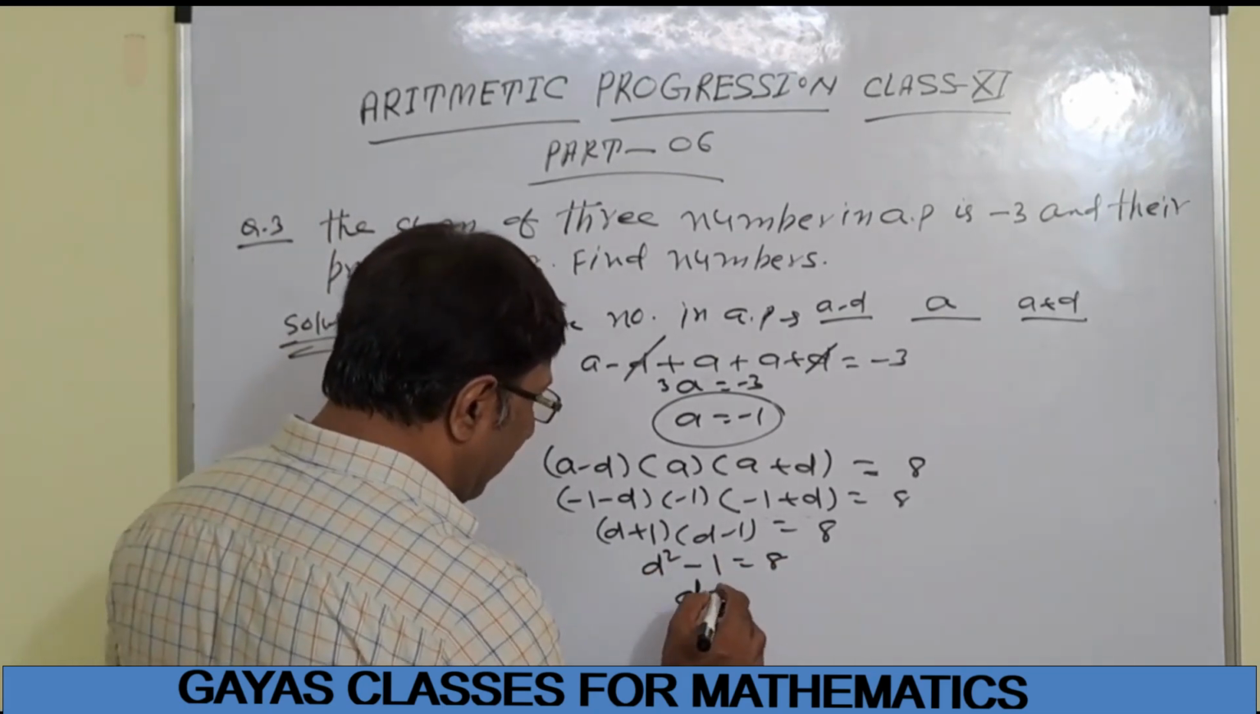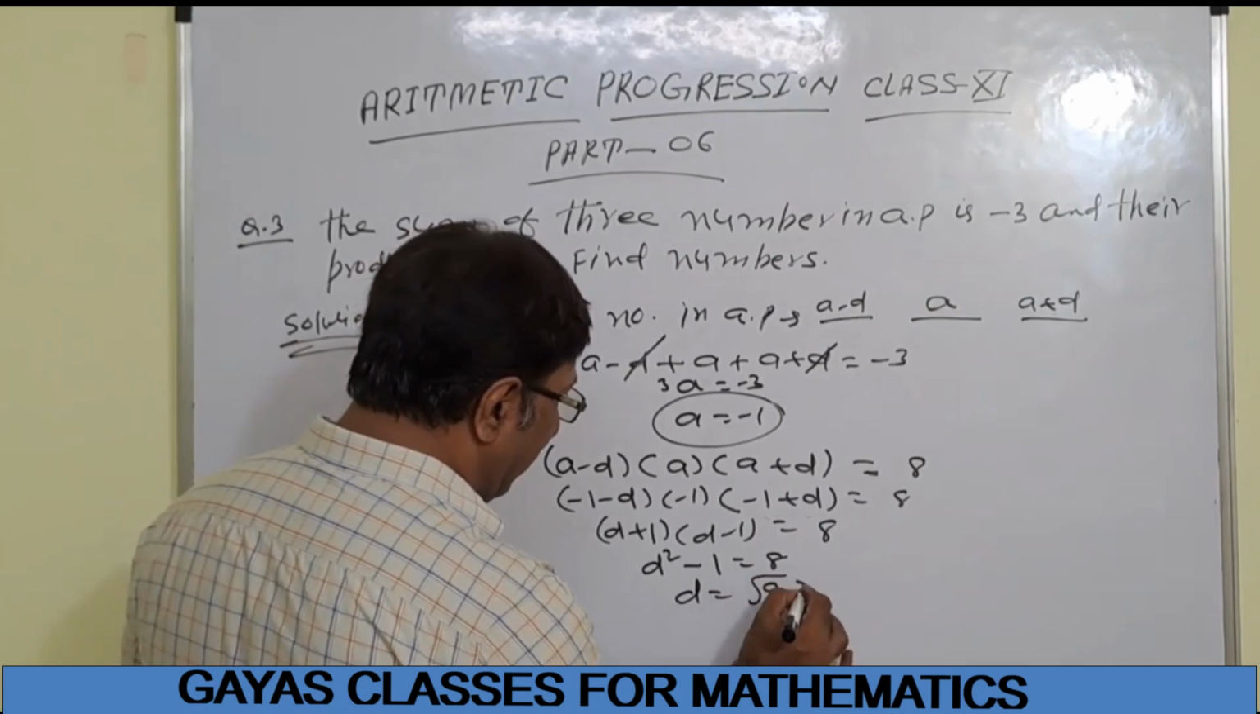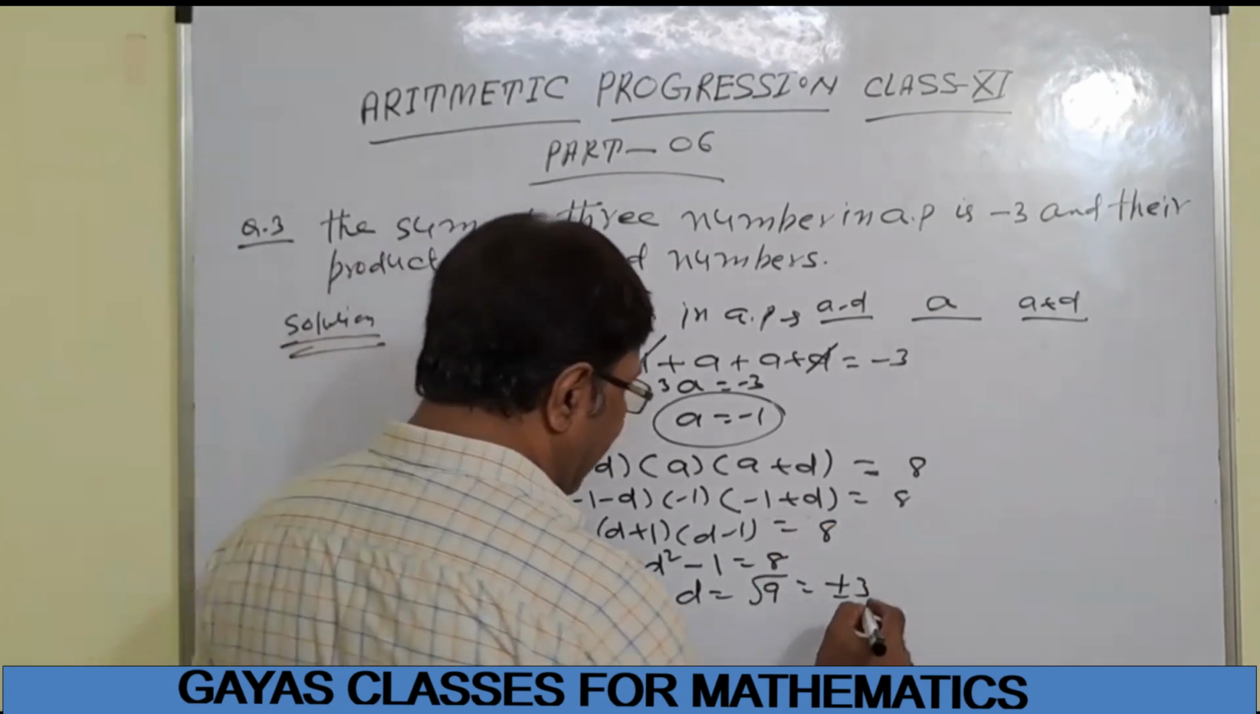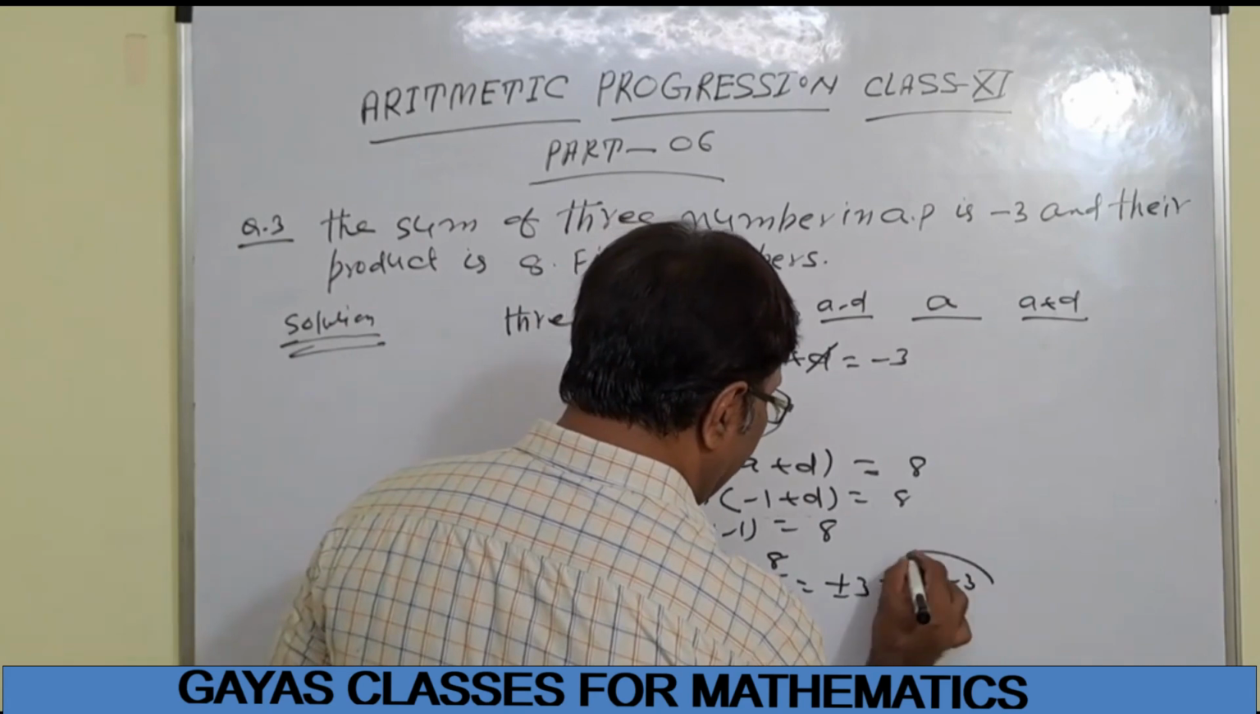So D square equals 8 plus 1, 9. Root of it, so we will get plus minus 3. So that is 3 and minus 3.